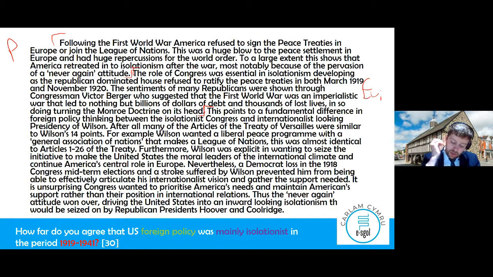And this goes pretty much to the end, just before the last sentence. This is my explanation. This is where I'm starting to explain why that is important to our question, why it shows that isolationism is being achieved, why we can suggest that America was mainly isolationist. And then this last bit is my concluding point, my link to the next paragraph.